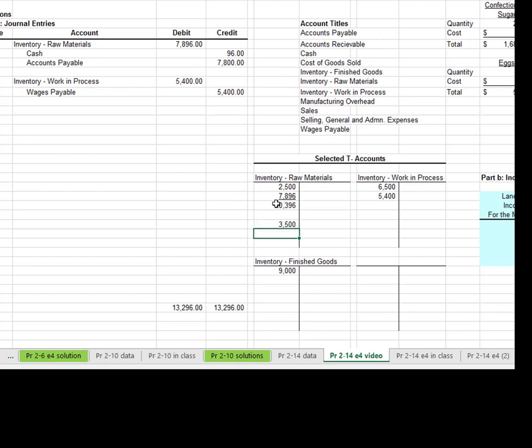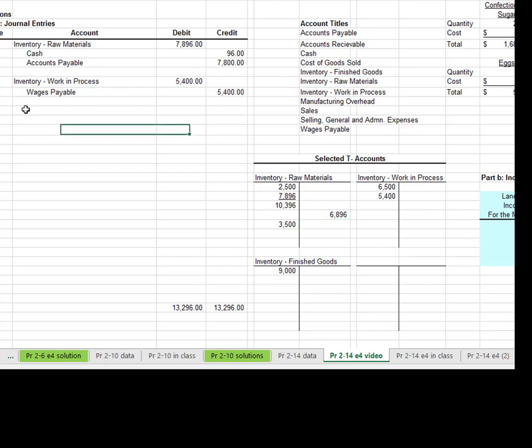Okay. So this is how much we purchased. Here's your beginning balance. Here's the increase. Here's the ending balance. We have to figure out how much the decrease, and it's going to be the difference between these two. So I'm going to do just a little subtraction. 10,396 minus 3,500. That's the decrease in the raw materials. Now, where is it going?